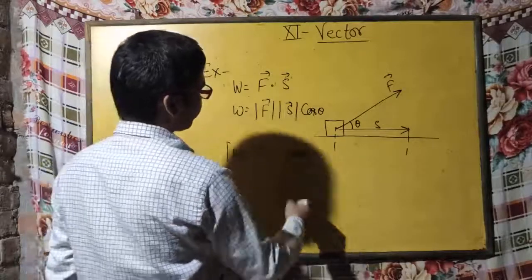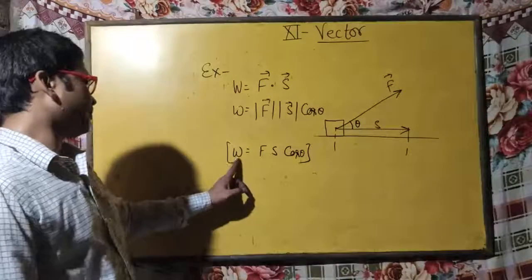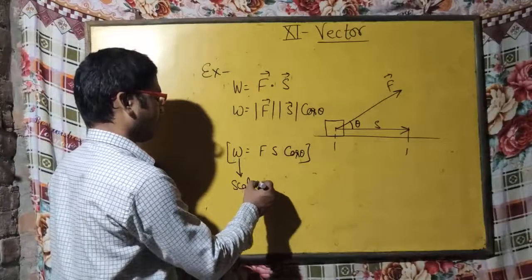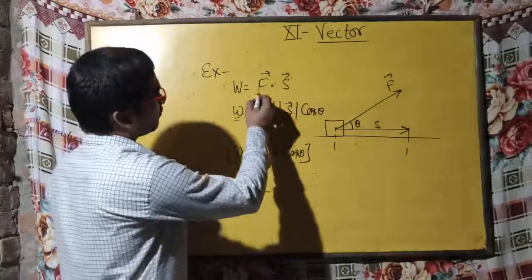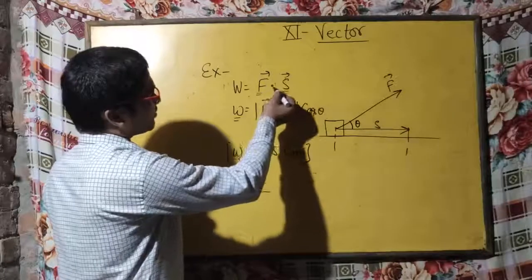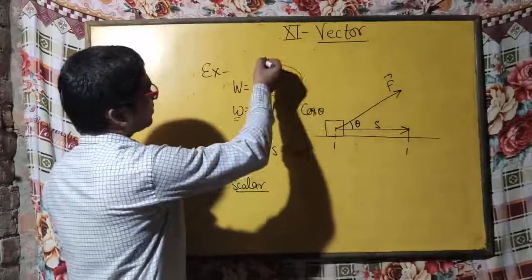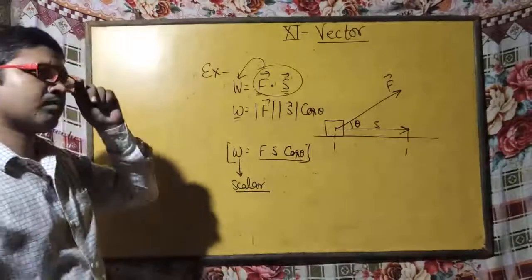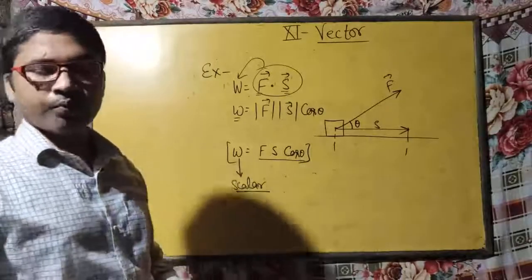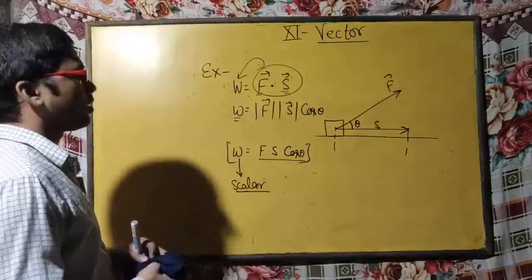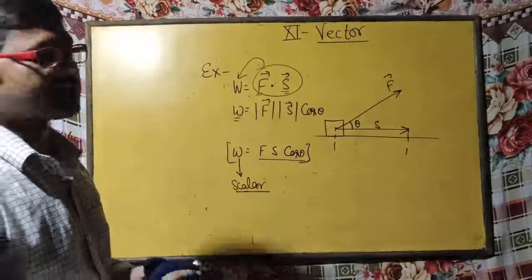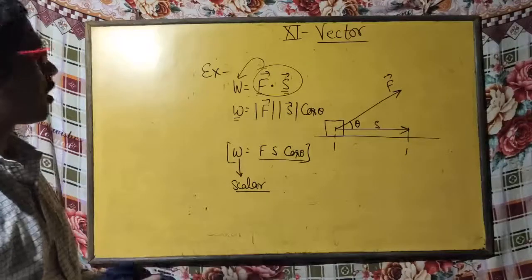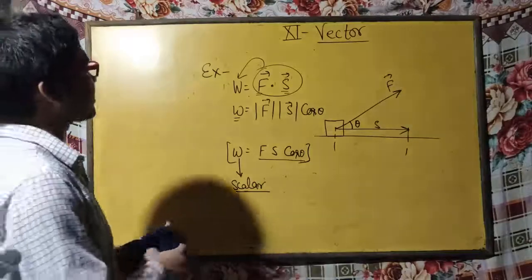So you can see here, this is the work, this is scalar, because it is the result of the scalar product of two vectors. So it means this one is a scalar quantity. Okay. So I hope you understand the scalar product of two vectors and its definition. Now we are going to study the characteristics of the scalar product of two vectors. So let's see what the characteristics are here.